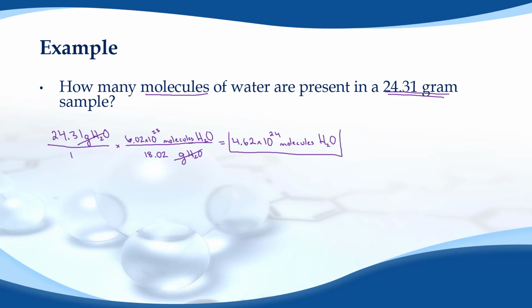In our next video, we're going to talk about how to figure out percent composition of a formula, which is just telling us how much of a formula, for example, in water, what percentage of it is hydrogen, what percentage of it is oxygen, as a function of its mass.